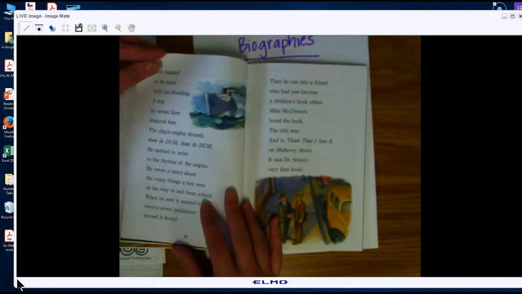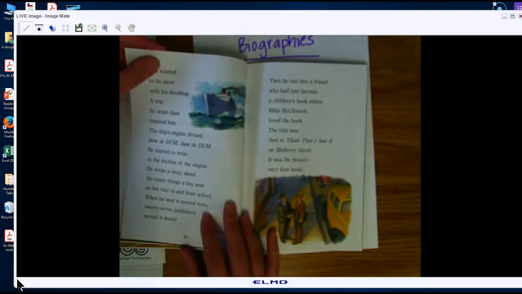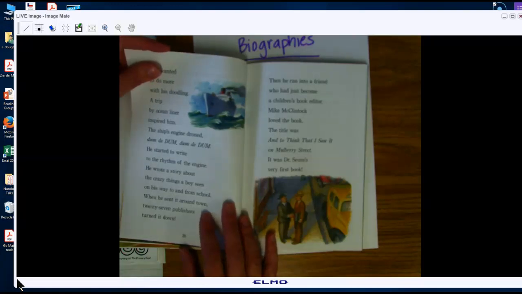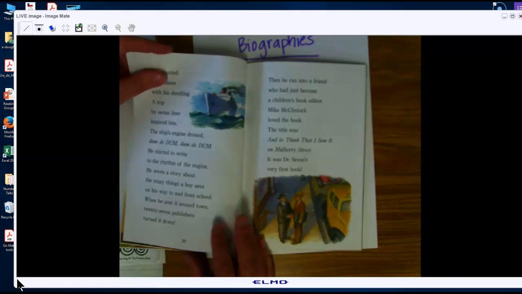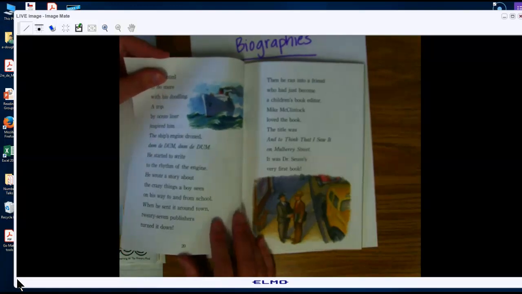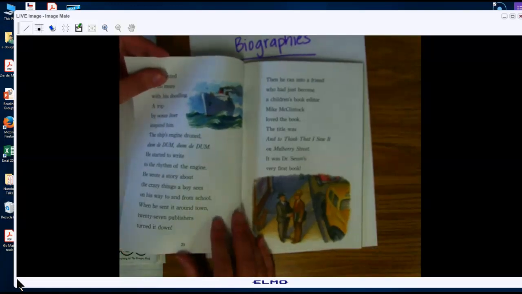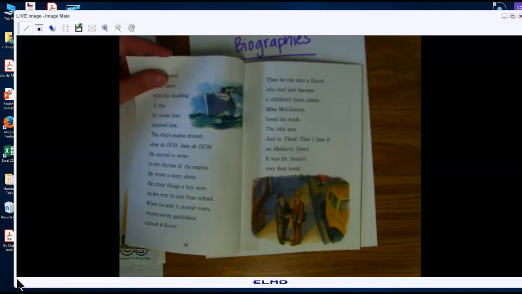Ted wanted to do more with his doodling. A trip by ocean liner inspired him. The ship's engine droned, dum-de-dum, dum-de-dum. He started to write the rhythm of the engine. He wrote a story about the crazy things a boy sees on his way to and from school. He sent it around town. 27 publishers. A publisher is a person that prints your book for you. Turned them down. They said, "Nope, we don't like your book."